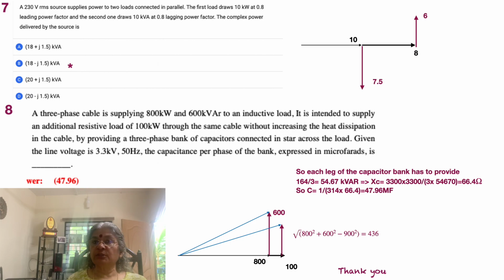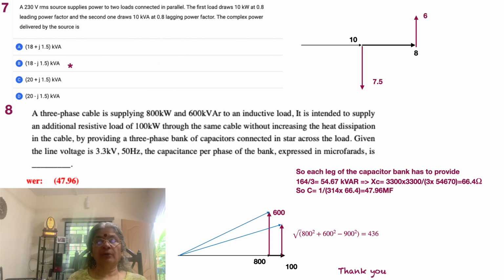So Xc is equal to, now that the kilo part has been removed, 3300 into 3300, which is the line to line voltage, divided by root 3 divided by root 3, so 3300 into 3300 divided by root 3 divided by the kVAr considered in terms of VAR, which is 54,670. So it tells us that the ohmic value of the reactance is equal to 66.4.